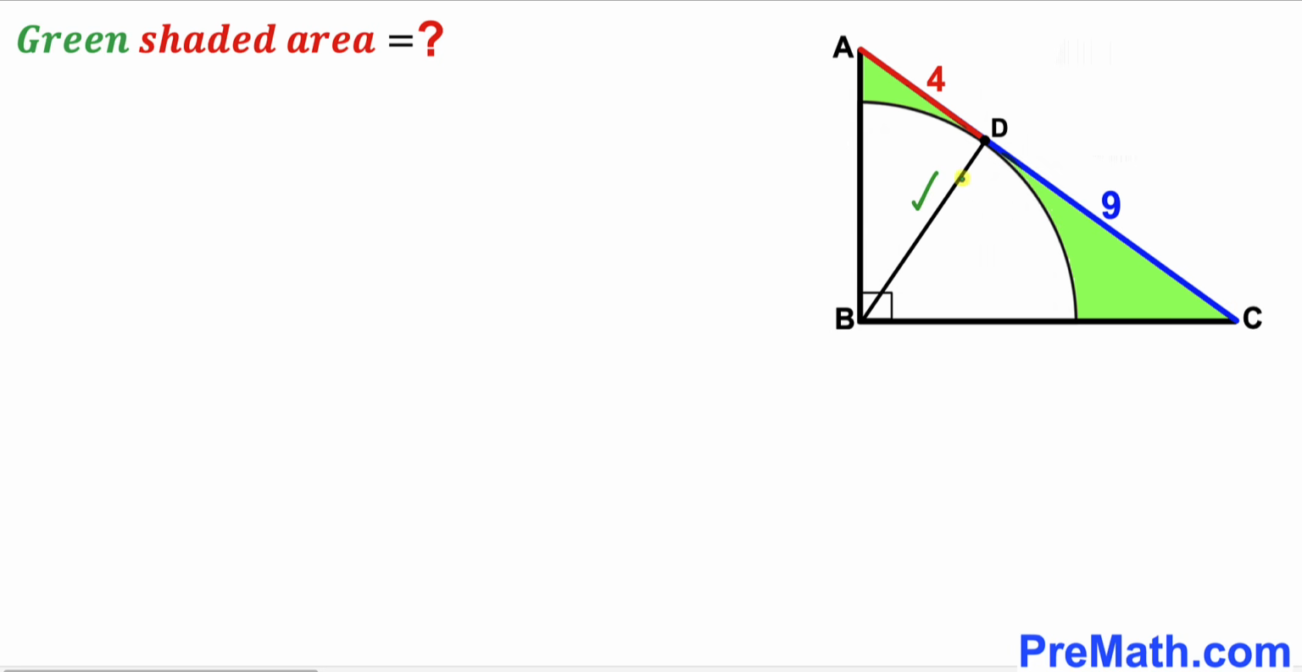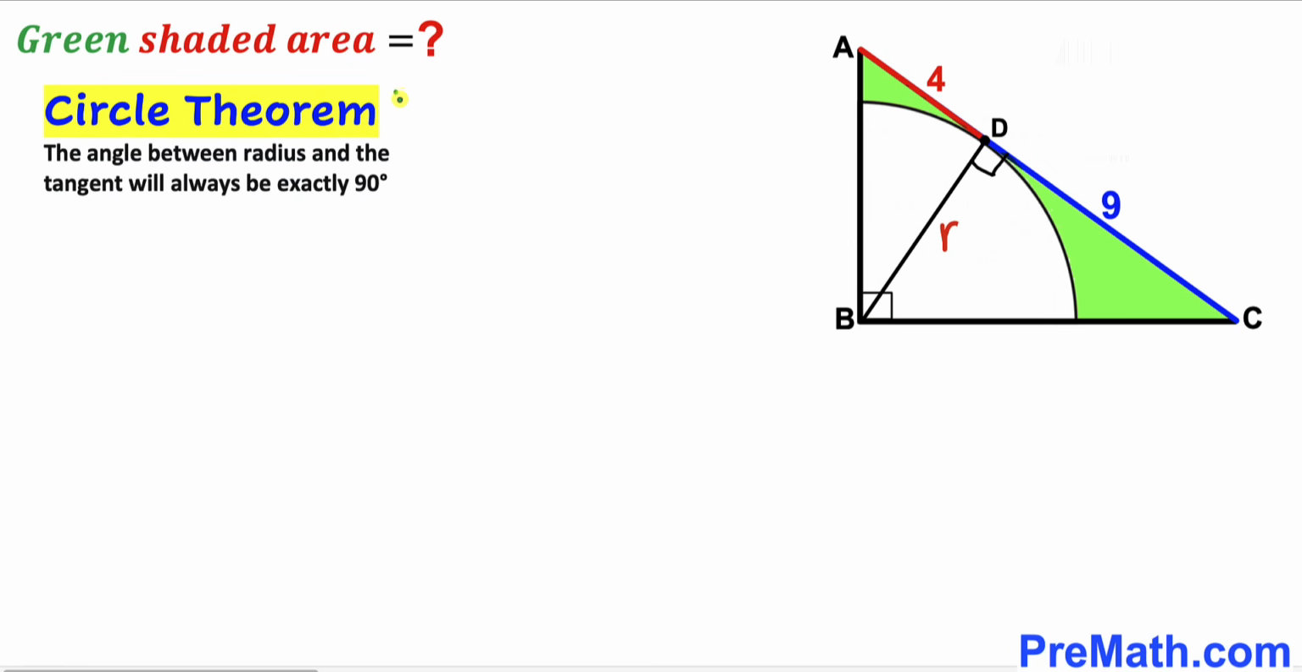Now let's make an observation. We can see that BD is the radius of this quarter circle, so I'm going to label it lowercase r, the radius. Now let's recall the circle theorem. According to this theorem, the angle between the radius and the tangent line will always be exactly 90 degrees. So this angle has got to be a 90-degree angle, since this is our radius and this is our tangent line.